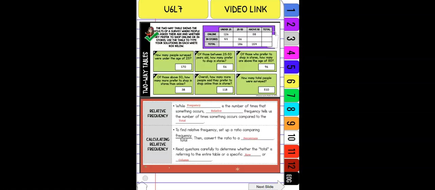So let's see, those are the warm-ups. So relative frequency, while frequency is the number of times that something occurs, relative frequency tells us the number of times it occurs compared to the total. So this says, in a survey of 50 people, 23 individuals answered their favorite ice cream was vanilla. What was the relative frequency of individuals who chose vanilla? Express your answer as a ratio and as a percent. Well, 23 individuals out of 50 people, we divided there, 23 out of 50, and that was 46%.